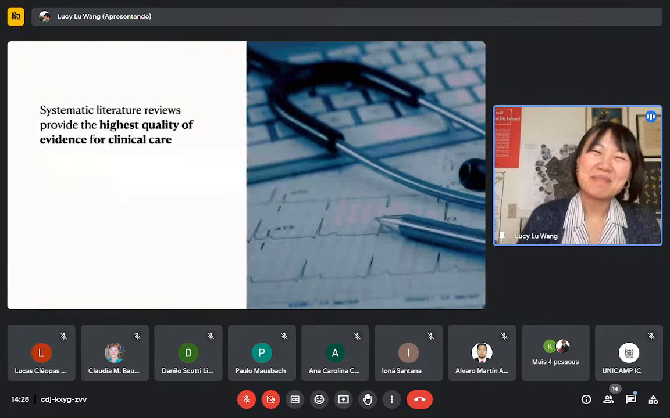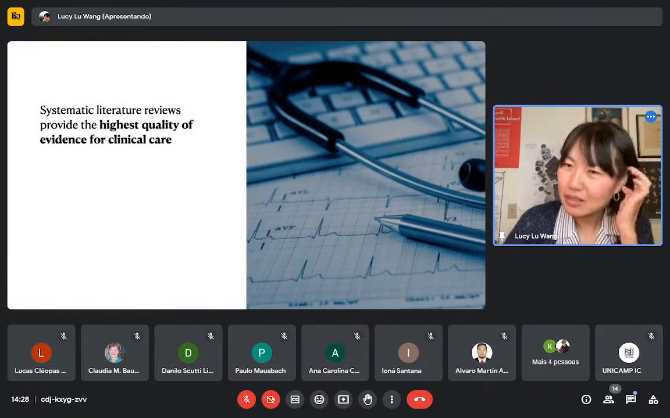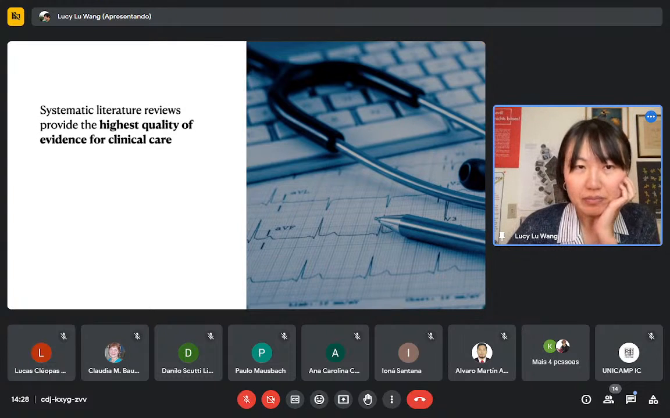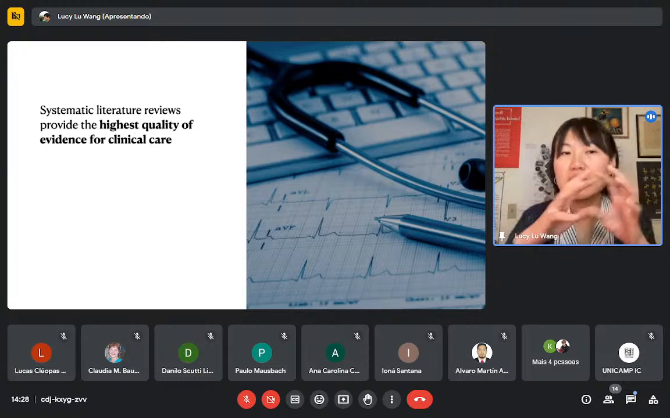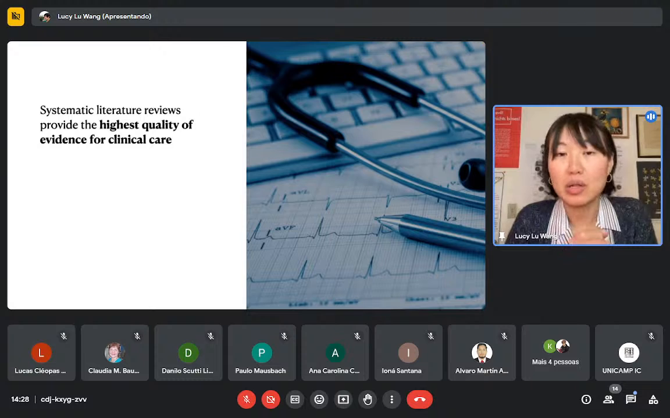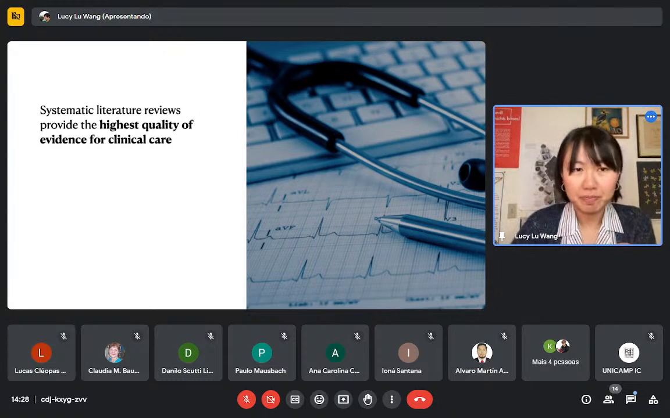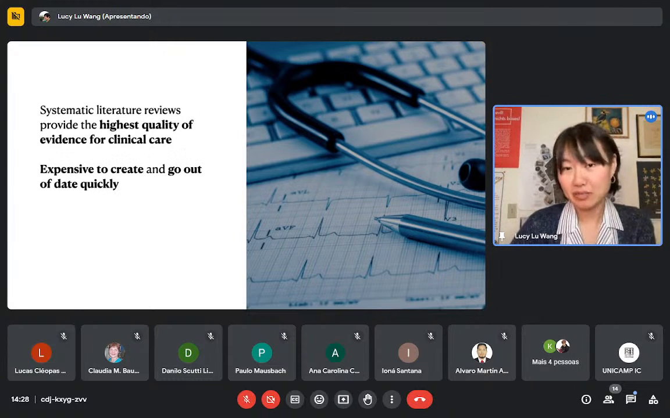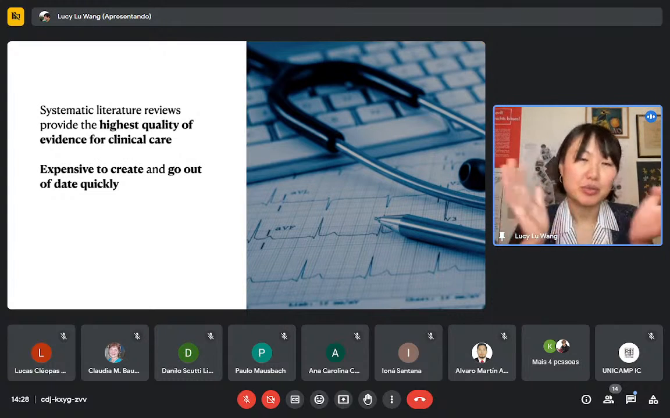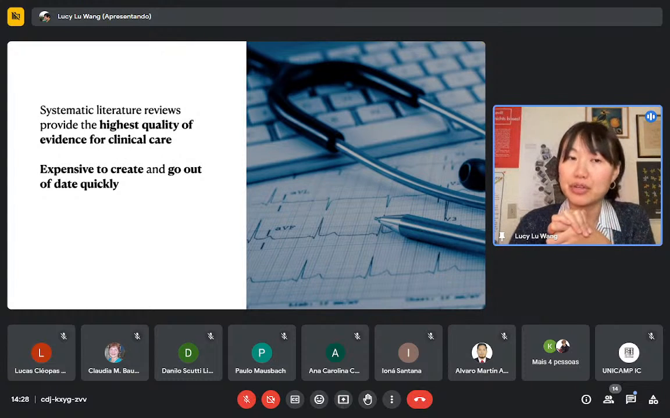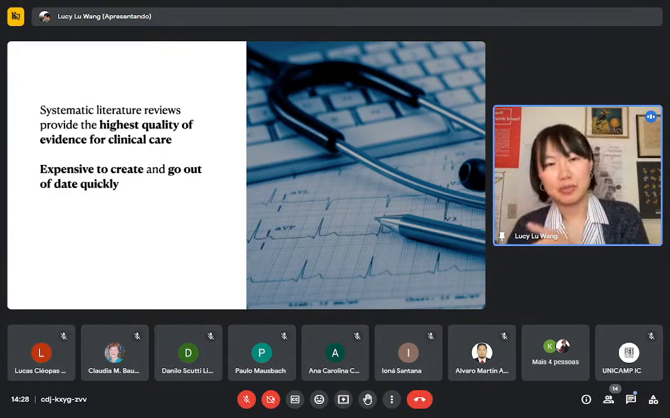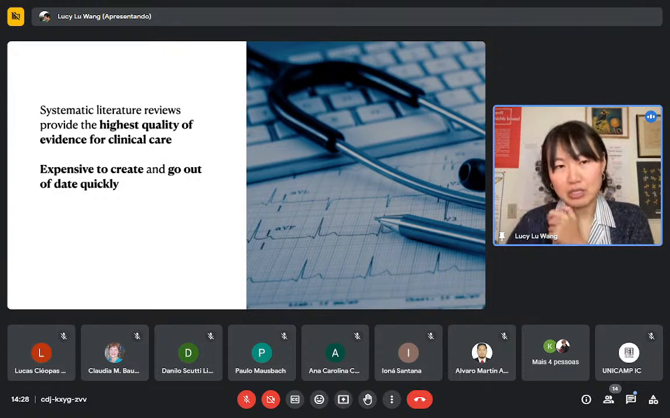Okay, so as some background, there are these types of papers called systematic literature reviews, and they aim to synthesize all available evidence on a subject. So they're typically seen as providing the highest quality of evidence for clinical care. However, they're super expensive to create. It can take a team of researchers somewhere between months or years to complete one of these very thoroughly. And they tend to also go out of date very quickly because there are typically delays in the publication process.